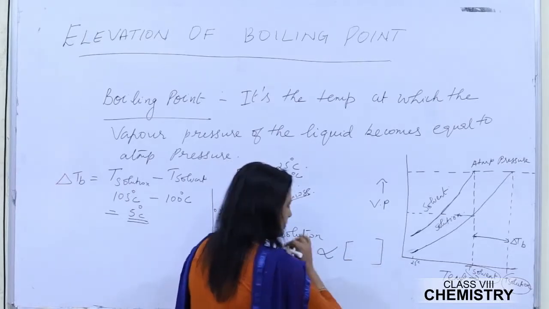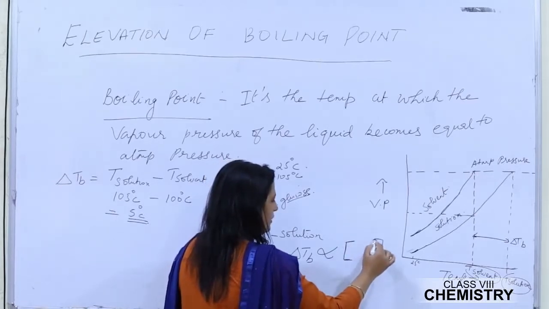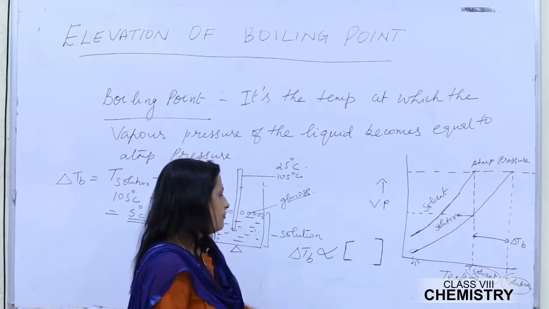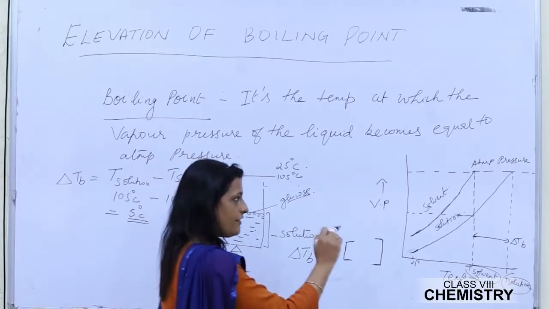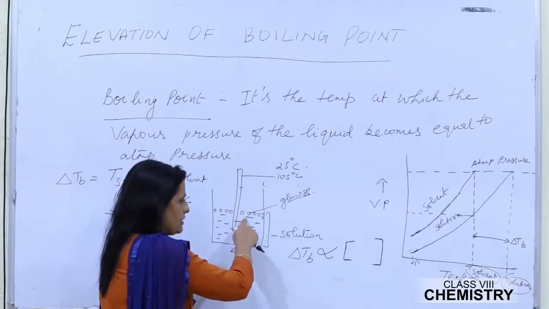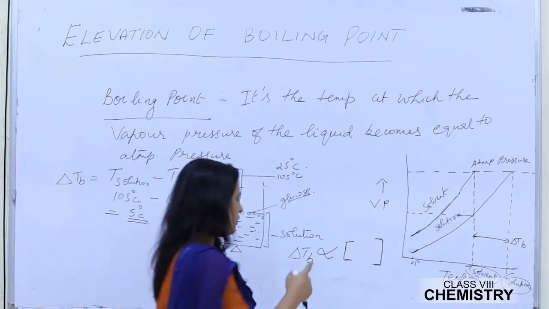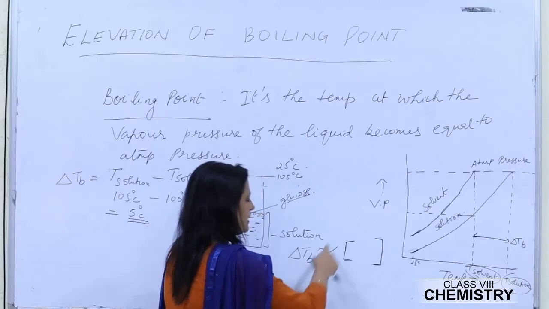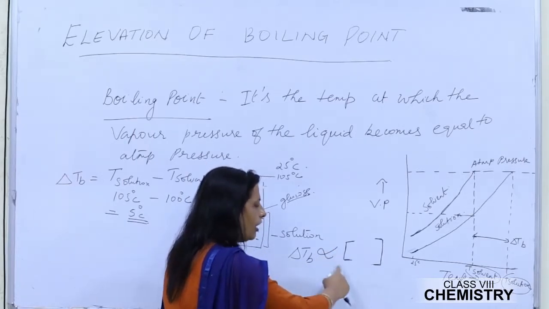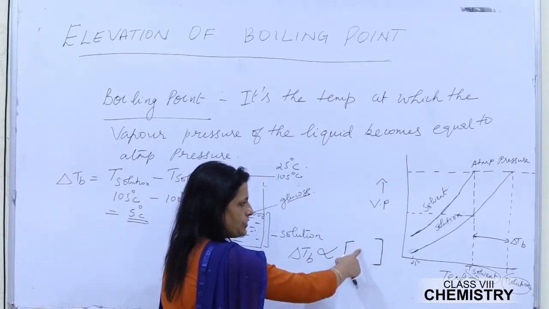So the amount of the solute, and representing it in terms of what? Concentration. So you know it, the square bracket represents the concentration of the solution. Because this elevation in boiling point is coming when you are adding non-volatile solute, it depends upon the amount of non-volatile solute. So what can you say? The elevation in boiling point is directly proportional to the amount of non-volatile solute, or we can say it's directly proportional to the concentration of the solution.